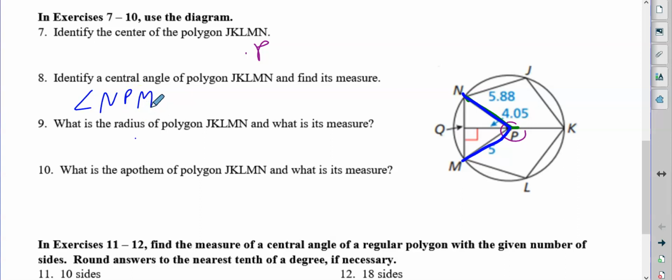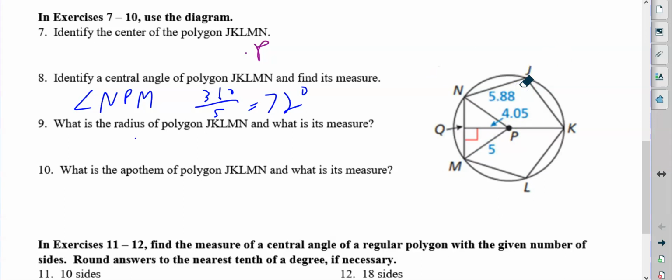Now, how do we do that? Well, there's 360 degrees. This has 5 sides. So 360 divided by 5 equals 72, which means each one of those is 72, 72, and so forth. Okay?